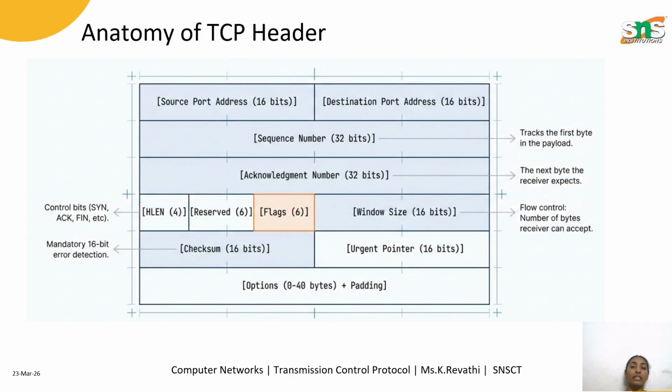Some important features supported by TCP are sequencing, which ensures data arrives in the correct order. The next is acknowledgement, which confirms the successful delivery of data to the receiver. Then flow control, which prevents receiver overload. Then error detection, which identifies corrupted data in order to retransmit the particular lost data. All these mechanisms together ensure reliable communication over the internet.